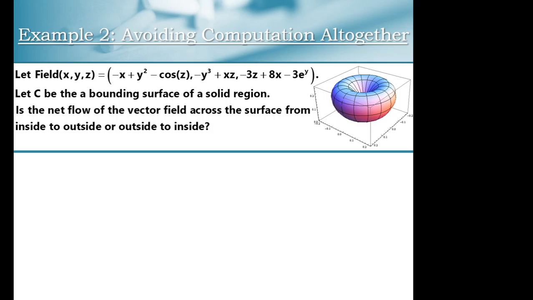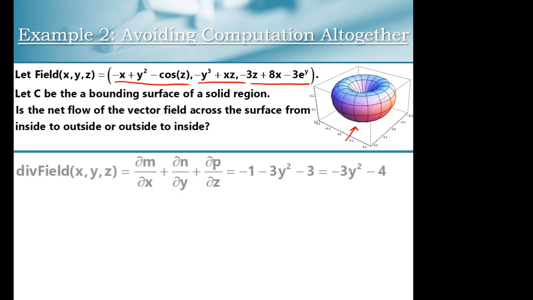So in this case, I've got a fairly terrible looking vector field. Look at how complicated this three-dimensional vector is. I've got x's and y's and z's all over the place. It looks pretty terrible. So it looks like this will be a challenging problem. And then the surface also looks like it might have a very difficult parameterization. And so the question is the net flow of the vector field across the surface from inside to outside or outside to inside. That question sounds like it'll be difficult to answer.